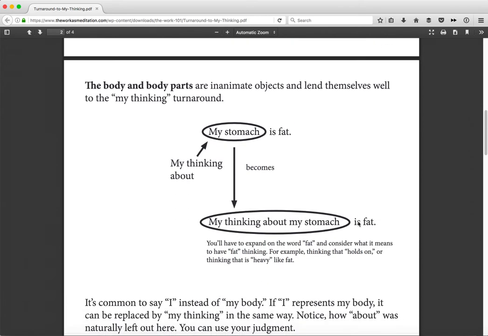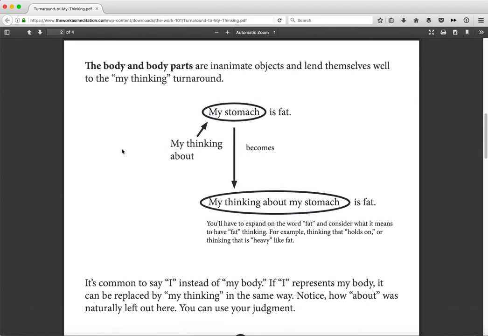This happens a lot with body and body parts. Sometimes you're doing the work on different body parts, body images. For example, my stomach is fat. You would turn it around to my thinking about my stomach is fat. And then you have to think, what does fat mean when it's applied to my thinking? Maybe it means that I'm holding on to everything, like that's the way my thinking is working. So it's kind of like being fat. Or maybe it's really heavy or something like that. So you have to kind of expand what it means to be fat in your thinking versus just fat in your body.